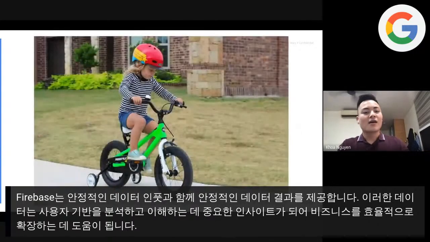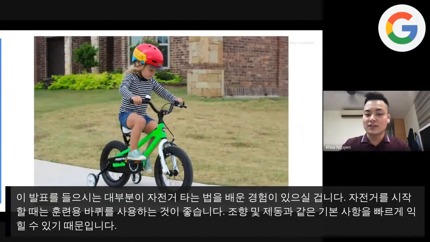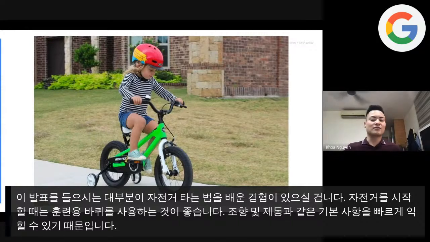Right. Biking. I think most of us here have been through the experience of learning how to ride a bicycle. When you're starting out, having those training wheels is great, as you can see in the photo, since it allows you to pick up the basics like steering and braking very quickly. However, after you've mastered the basics, you don't see people keep the training wheels on forever, since it will slow you down and hinder your ability to master the skill.